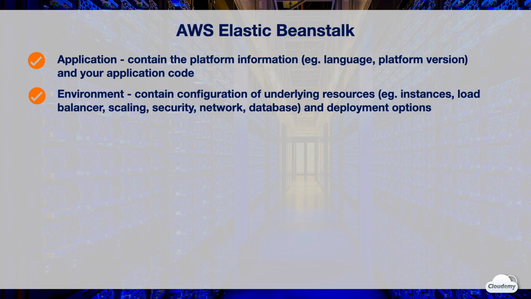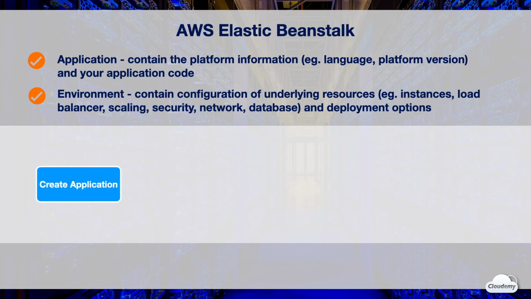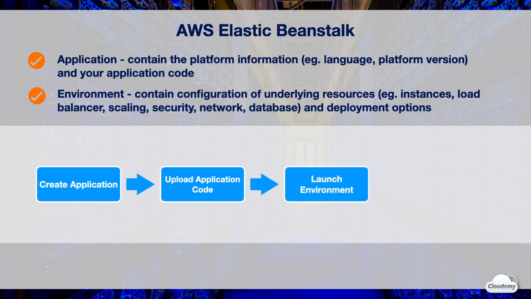Here is how Elastic Beanstalk works. When you create an application, first you need to choose the platform and version. Then you need to upload your application code, using AWS Console or CLI. You can configure the underlying resources, such as EC2 instance types to run the application. It can take a few minutes to launch the environment. Once the environment has been launched, your application will be up and running.